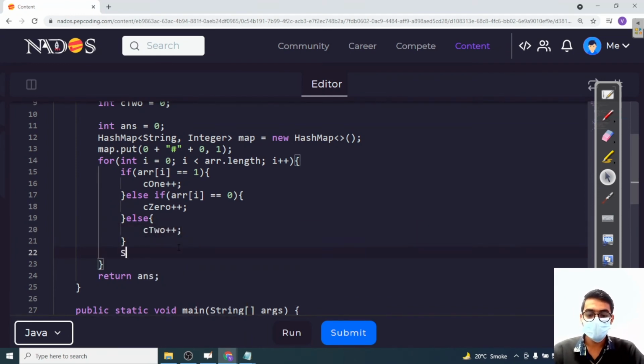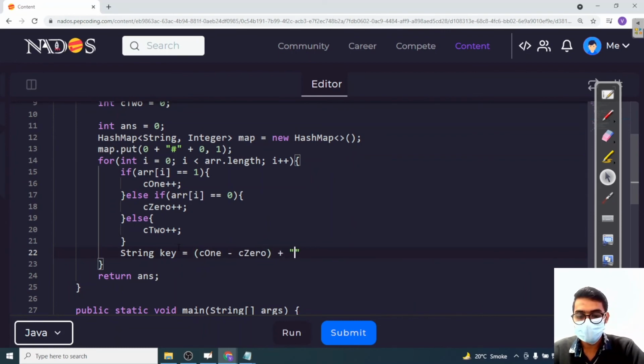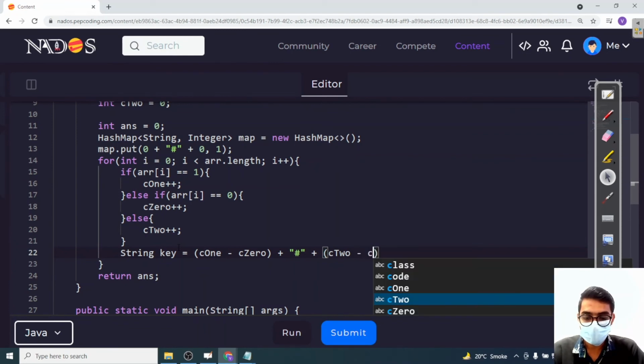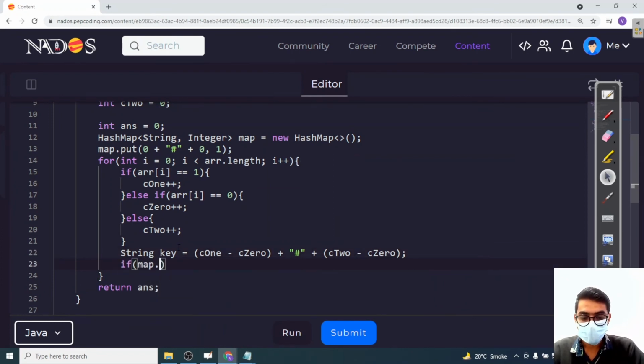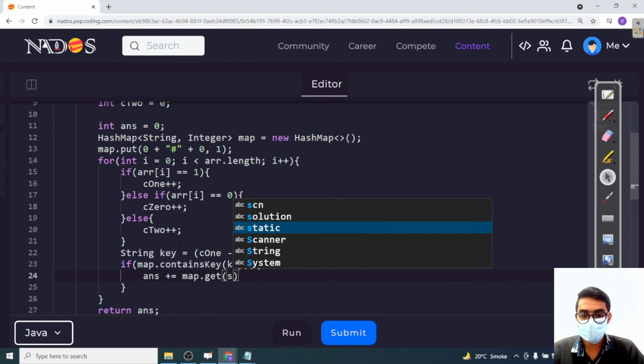Okay, now after that we need to make a string, that is key. The key is, firstly we are taking the difference between 1 and 0, so count of 1 minus count of 0, and plus we are using the hash, that is sharp here, and then calculating the count of 2 minus count of 1. Okay, we are taking this key and we are checking whether our map contains that key. Which key? This key that we just created. If it contains, then we are calculating its count, how many times it gets into our map. So we are calculating that key here.